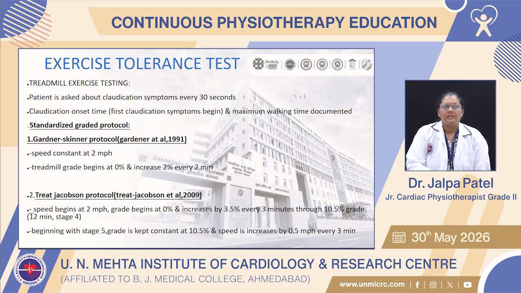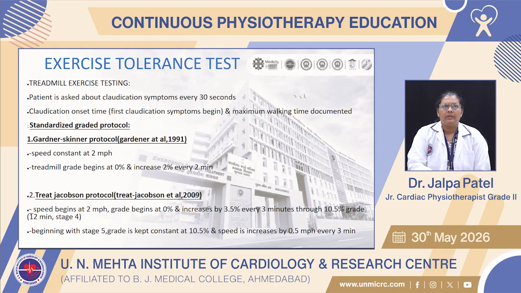Exercise tolerance test. The most important test is treadmill exercise testing. The patient is asked about claudication symptoms every 30 seconds. Claudication onset time, when the first claudication symptoms begin, and maximum walking time are documented. In this, the first one is the standardized graded protocol.